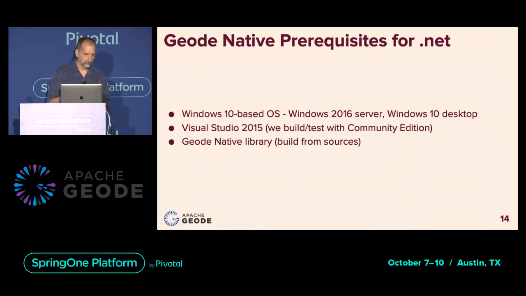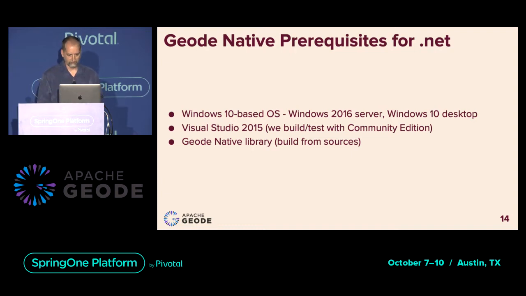Visual Studio, this is actually a typo that made it into the final slide, so I apologize for that. We build with Visual Studio 2017, not 2015, although it should work back a couple of compiler revisions. We build with Community Edition, so you don't need a paid SKU of Visual Studio. The free one works fine if that's what you have. And of course, we work all the way up through Enterprise Edition of Visual Studio as well. You need the Geode Native library.